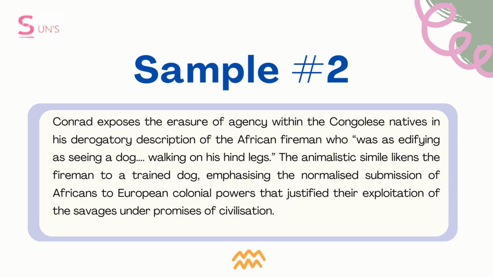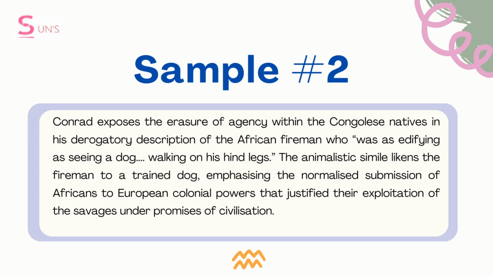Let's move on to sample 2. Conrad exposes the erasure of agency within the Congolese natives in his derogatory description of the African fireman who was as edifying as seeing a dog walking on his hind legs. The animalistic simile likens the fireman to a trained dog, emphasizing the normalized submission of Africans to European colonial powers that justify the exploitation of the savages under promises of civilization.